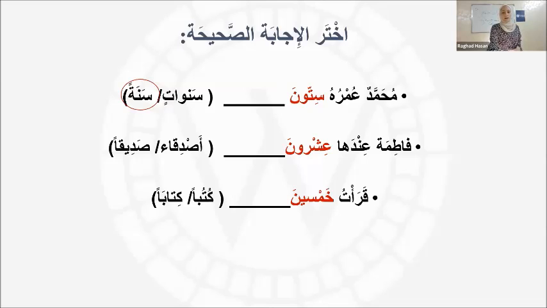Okay. Second one is Fatima. Fatima indaha 20. Does Fatima have 20 sadiqan or asdiqa? 20 is between 11 and 100, so it should be singular or plural? Sadiqan or asdiqa. Fatima indaha 20 sadiqan. Mumtaz, bravo, shukran. So Fatima عندها 20 صديقا.